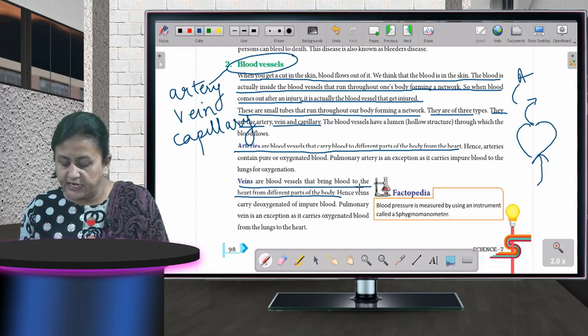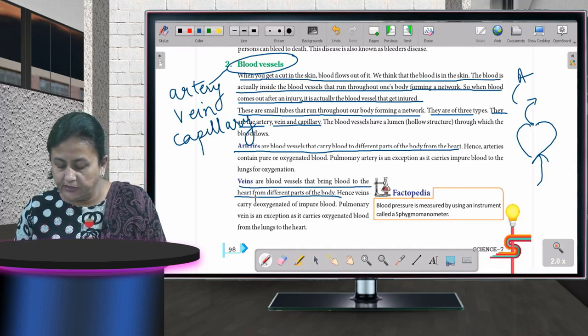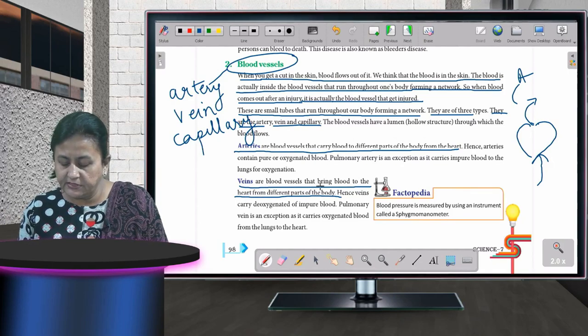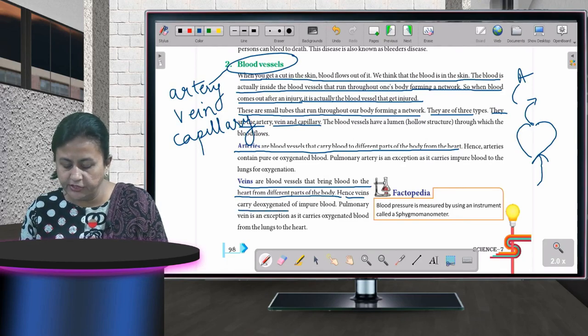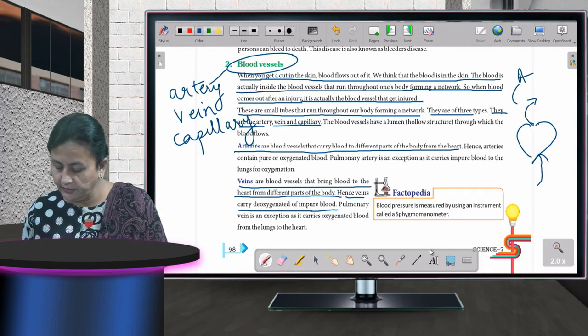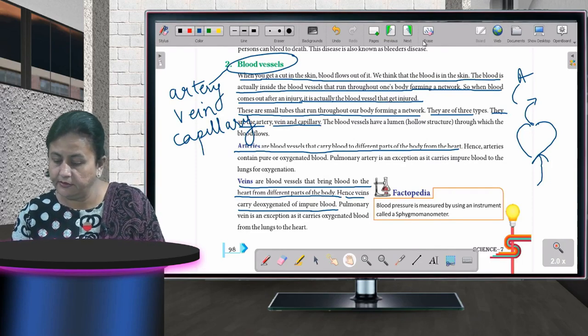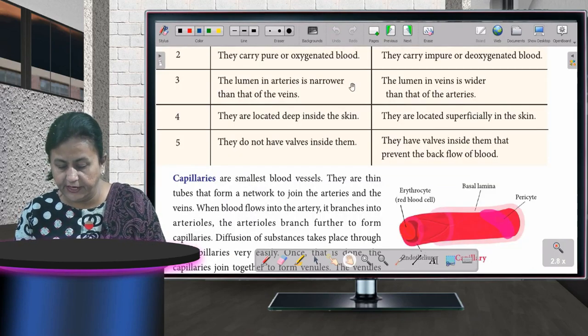Veins are blood vessels that bring blood to the heart from different parts of the body. Hence, veins carry deoxygenated or impure blood. Fine. Then come to the next one, that is capillaries.